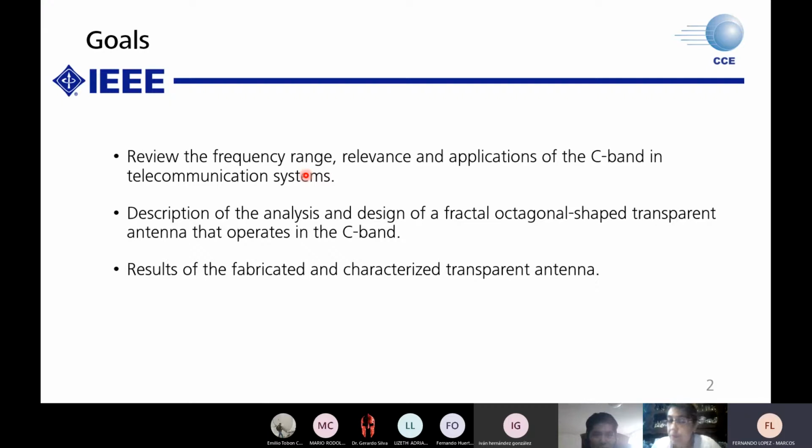We talk about frequency range, applications, and relevance for this band. Also, we show the results of the analysis and design of a transparent antenna that operates in the C-band. And finally, we show the results of the measurements for this antenna, its reflection coefficient and the radiation pattern, in order to conclude with a comparison with other work presented in the literature.